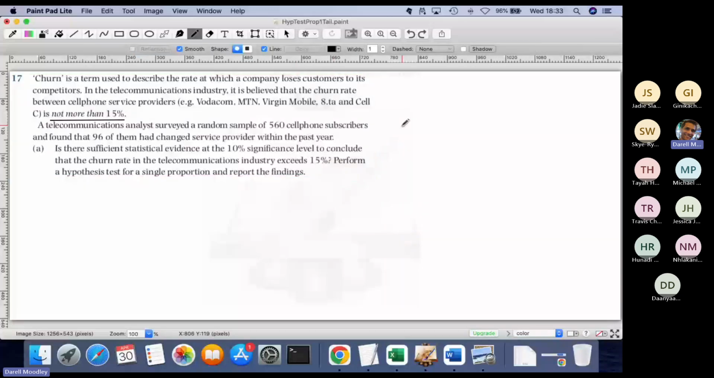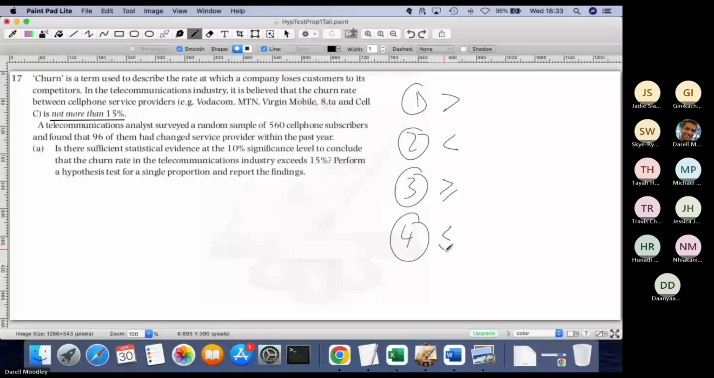Let me just get my pen here. Option 1, not more. Do you think it's this? Option 2, this. Option 3, that. Or option 4, that. Which one represents not more? Place your option in the chat. Not more than 15%. If we say not more, which one are we talking about? Is it option 1, 2, 3, or 4?